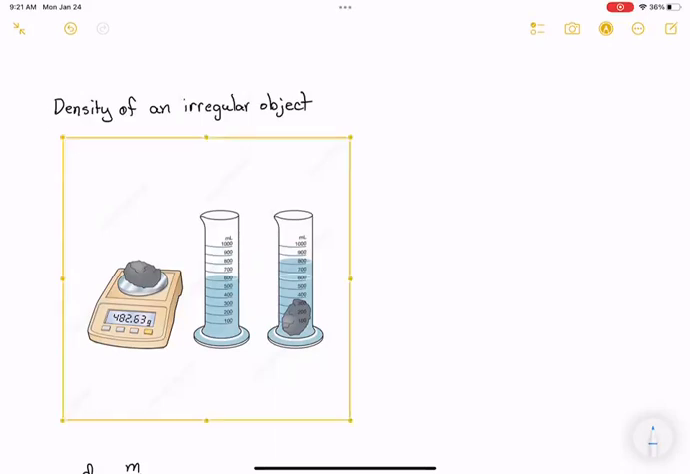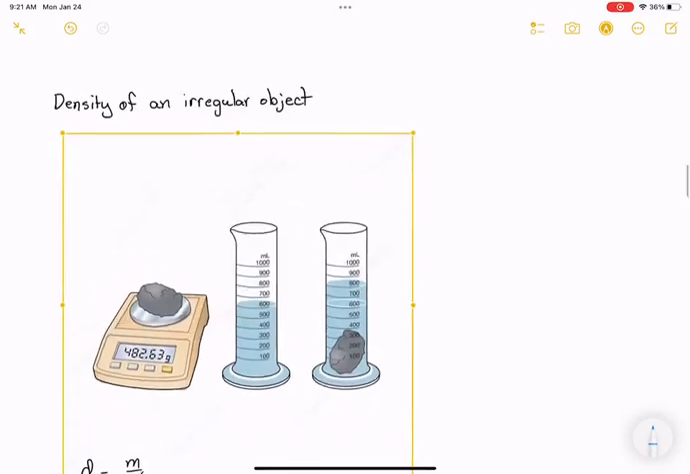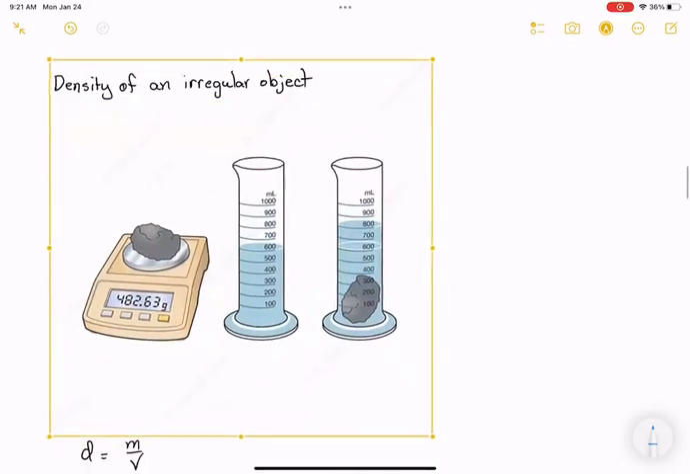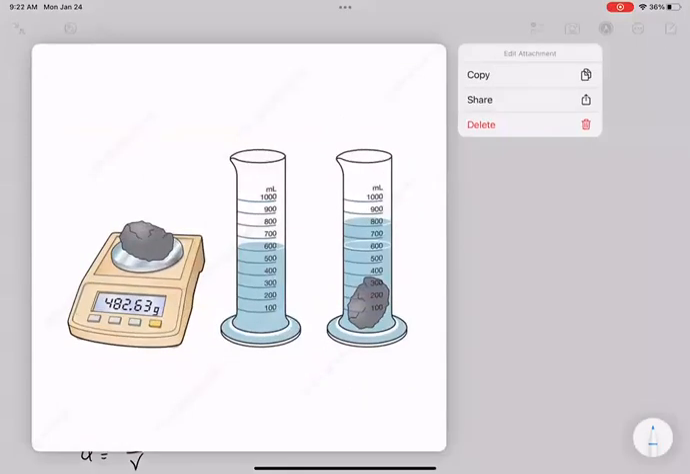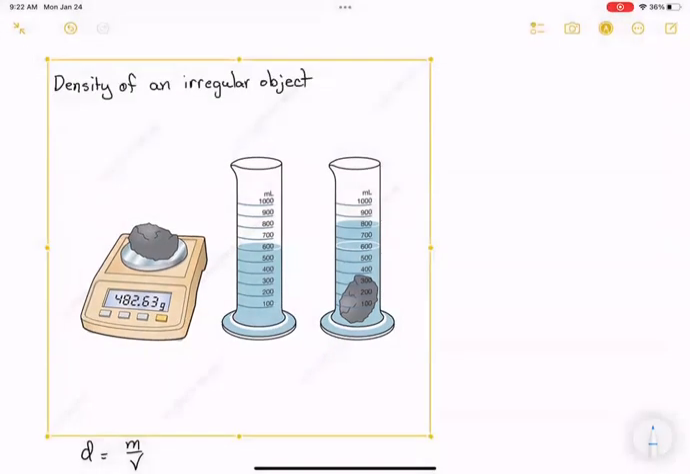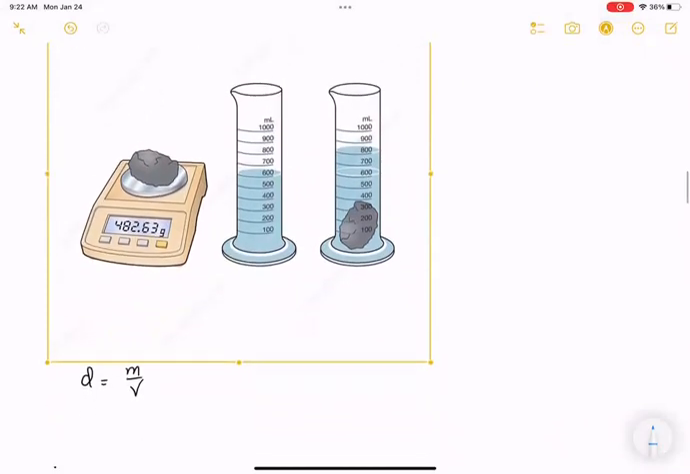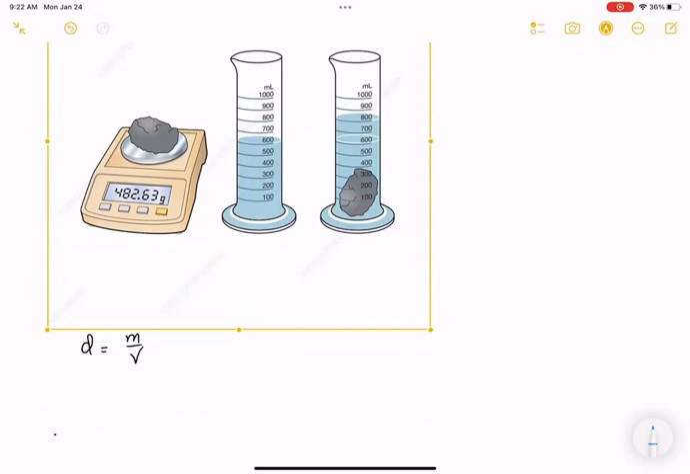So what the individual did here, see if I can blow this up, is they masked the item. They then placed that item in a graduated cylinder that was at 600 milliliters. And the change in volume is that it went to 800 milliliters. So let's talk about what we know. We know that the mass of this object is 482.63 grams.